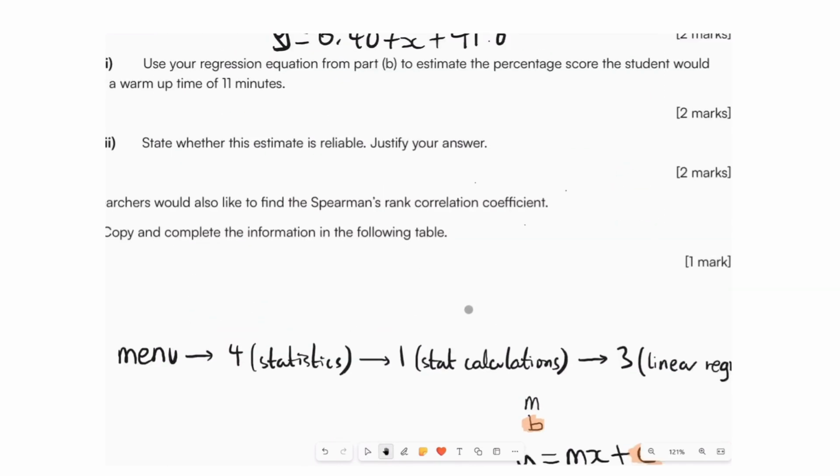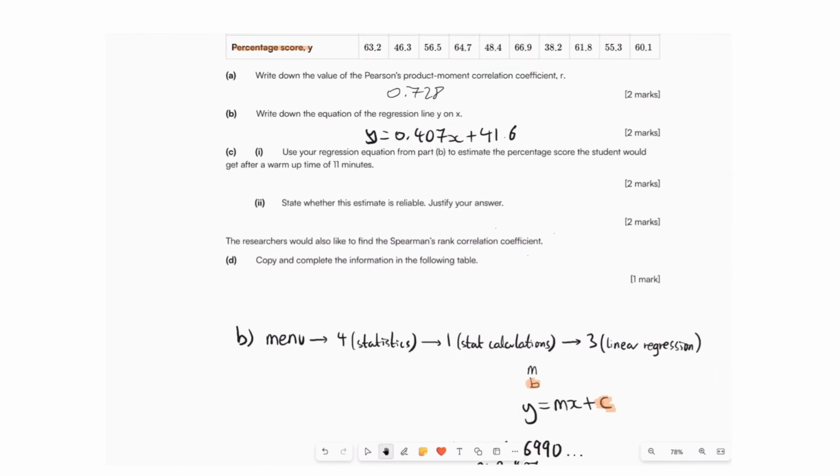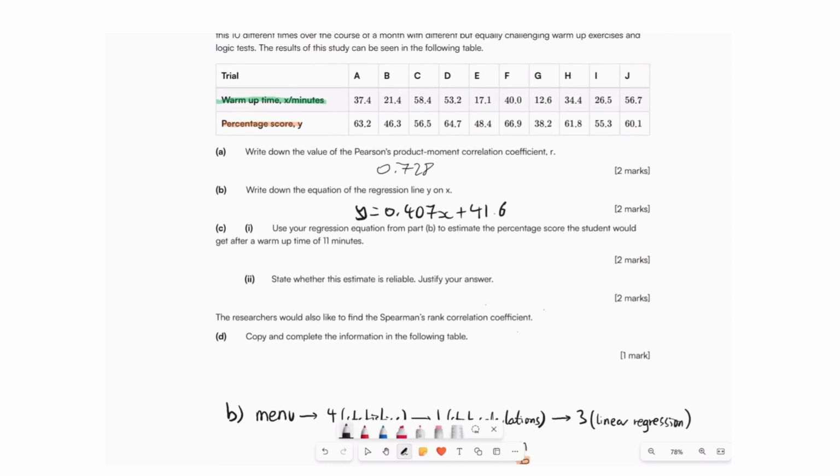If you want to look at what it is asking, they have basically given you X here. They've given you the warm-up time. So what they are asking you is to find the percentage score. They're asking you to find Y. So all you have to do is input X into the equation we just got.